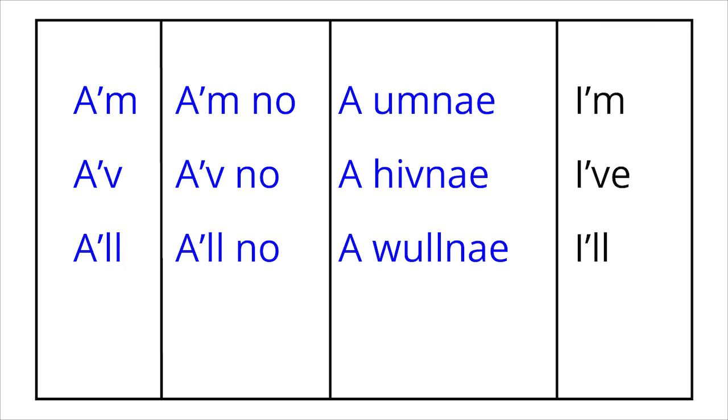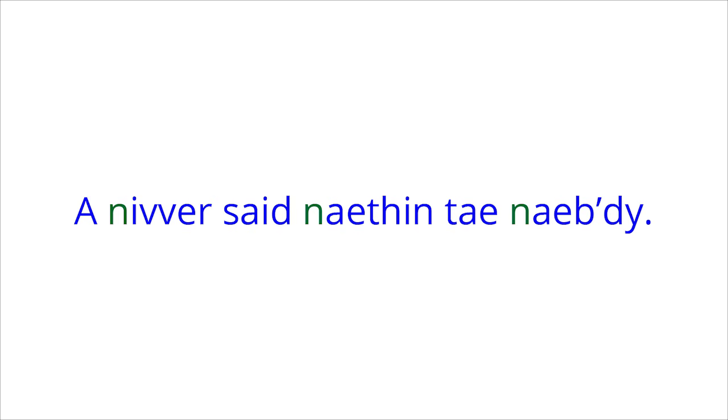Amno, amne. Avno, ahinne, or ahivne. Alno, awolne. Scots and modern English treat negatives differently. For example, I never said naething to naebody.